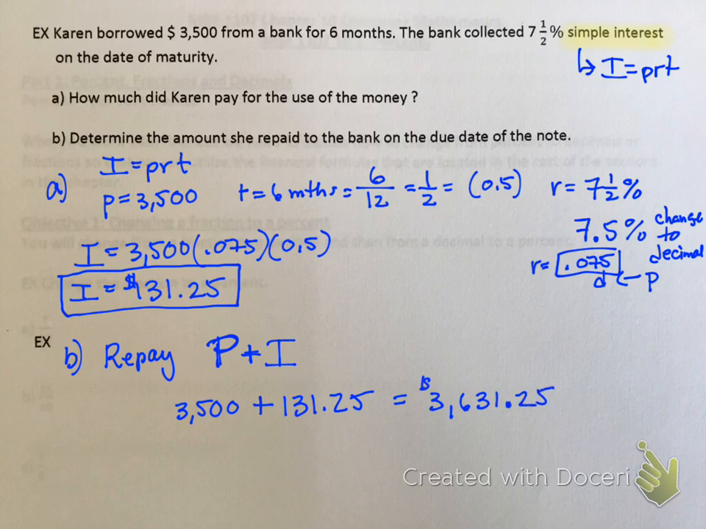If I add those together, I get $3,631.25. So for letting the bank let her borrow money, she's not just borrowing the $3,500, she's borrowing $3,631.25. So she has to pay $131.25 for the ability to borrow that money. Okay, and that's the end of 10.2.